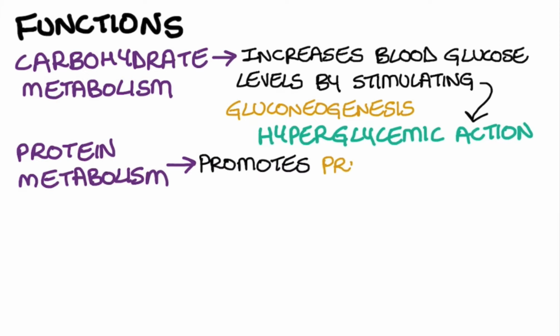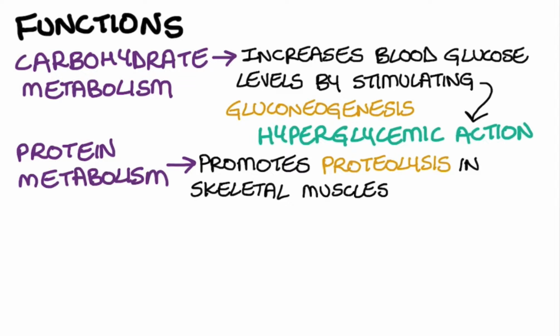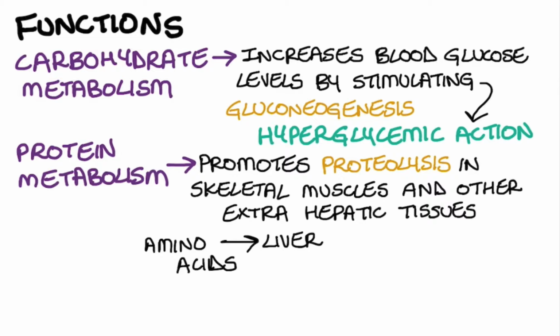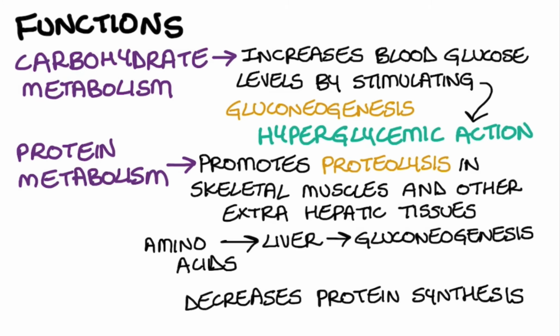Cortisol promotes proteolysis, that is breakdown of proteins, particularly in the skeletal muscles and other extrahepatic tissues. The amino acids that are released due to protein breakdown are transported to the liver, where they are utilized for gluconeogenesis. It also decreases protein synthesis.